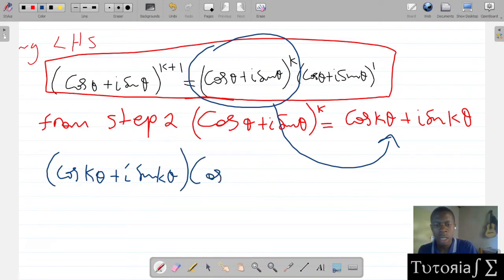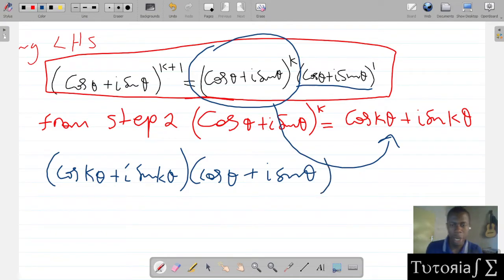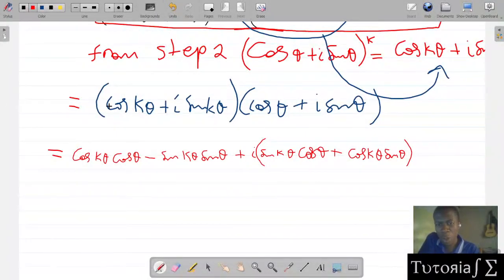times cos theta plus i sin theta. All right, so you are going to have that. Now you need to start multiplying. So you multiply this times that, this times that. To save some time, I'm going to just quickly multiply this. After you multiply and distribute, you're going to have something like this after you separate the real parts and the imaginary parts.